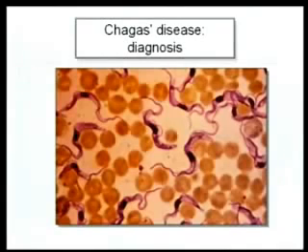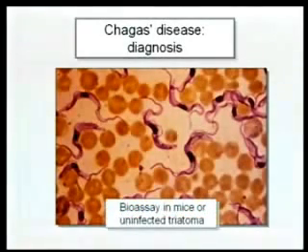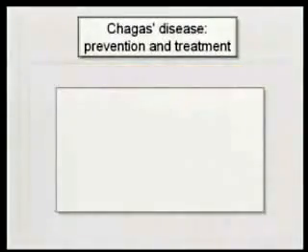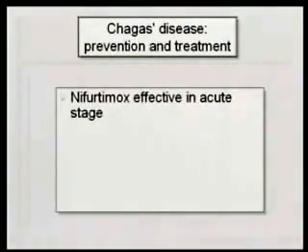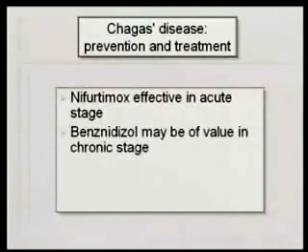One takes a small amount of blood from the infected individual and injects it into animals, most often mice, and those mice will get infected, and they very quickly develop parasitemia. If you take mouse blood, one can see abundant numbers of these spindle-shaped, squiggly protozoa. Okay. The treatment is nifurtimox in the acute stage, and then benznidazole can be of some value in the chronic stage, but it is very difficult to treat once it enters the chronic stage.